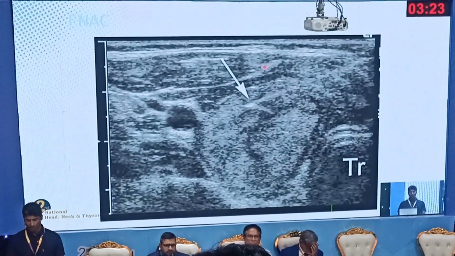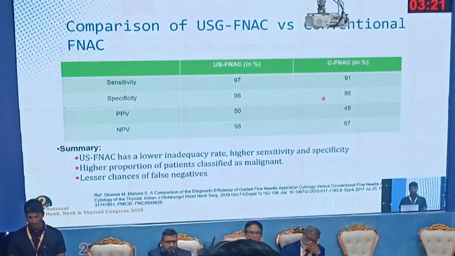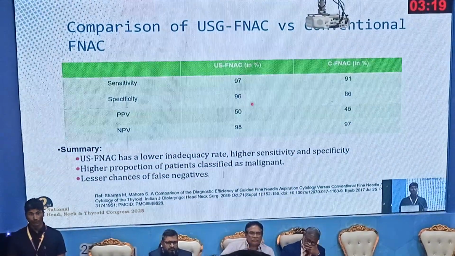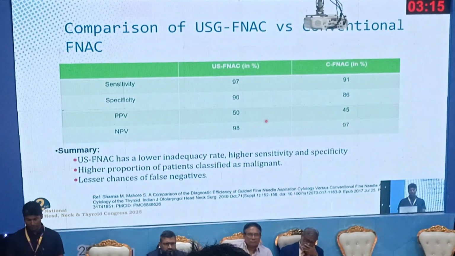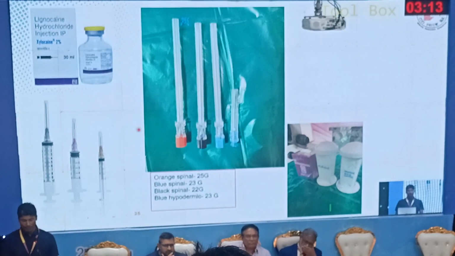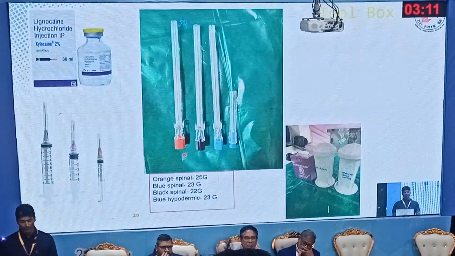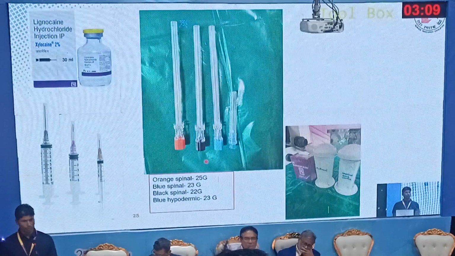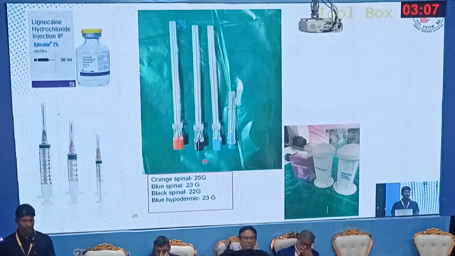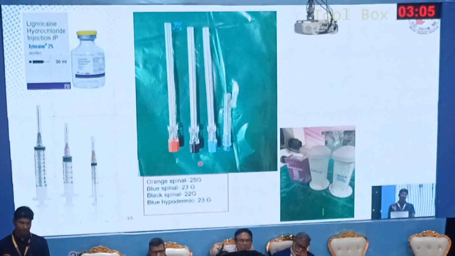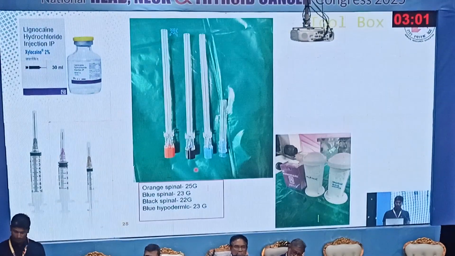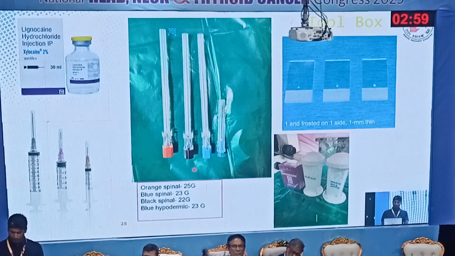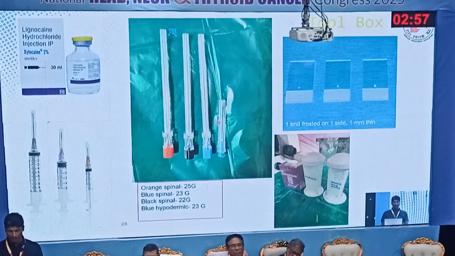How do we do FNAC? These are some guidance. If you see the sensitivity of FNAC, it is 97% and specificity is 96%. The recommended gauge is 25 gauge. The smaller the bore, the better the yield. With a wider bore, there is a chance of blood going into the needle and causing a false negative.